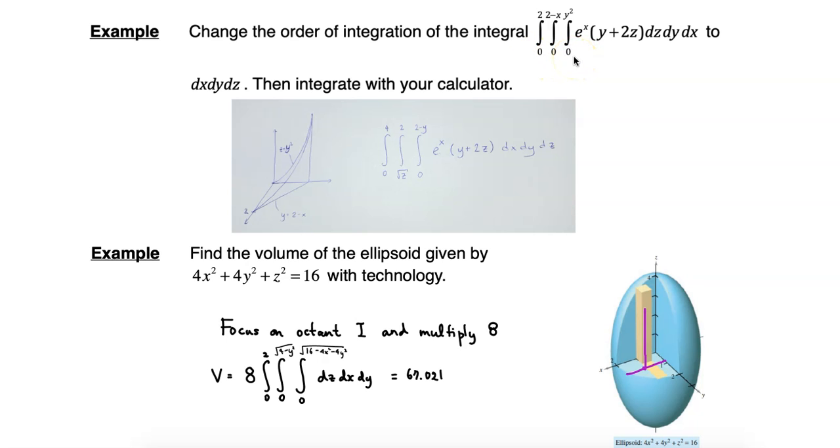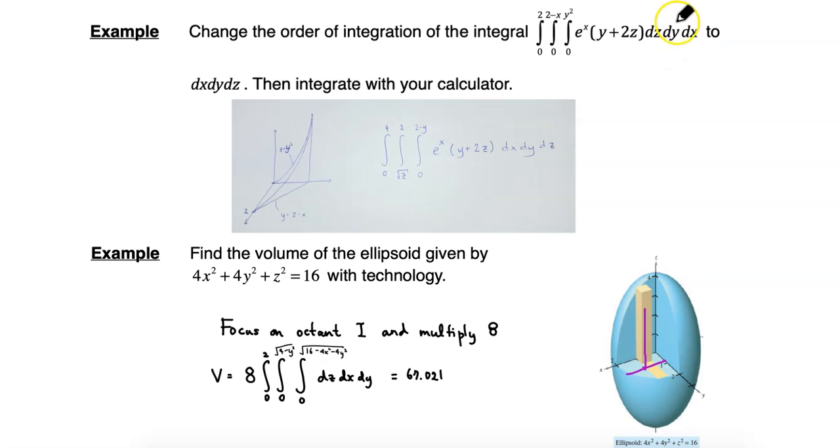So just like when we did it for double integrals, it's very important to sketch the region of integration. In double integrals it wasn't too hard because it was in the xy plane. Here the region of integration is actually a solid in space. So x ranges from 0 to 2.